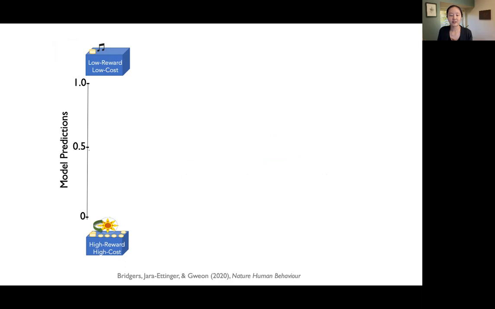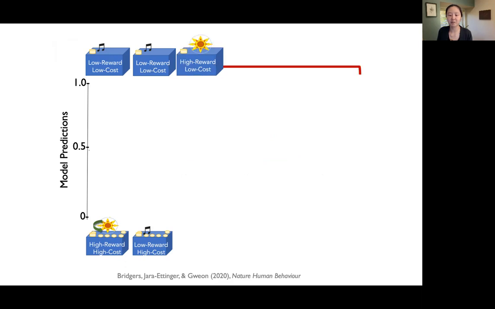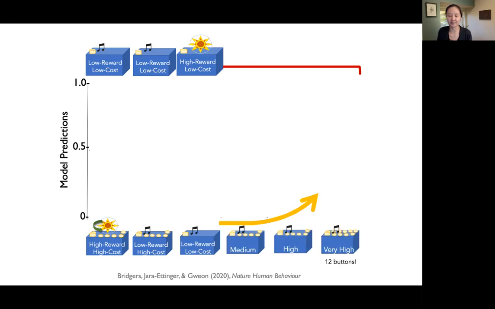So this is only one of the many conditions we had. We systematically varied the relative cost and rewards of the two toys. In addition to this, we had a condition where we varied the cost and kept the reward constant. And in the rest of the conditions, we compared this high reward, low cost toy against low reward toys that varied in terms of their costs, from low to medium to high to very high.